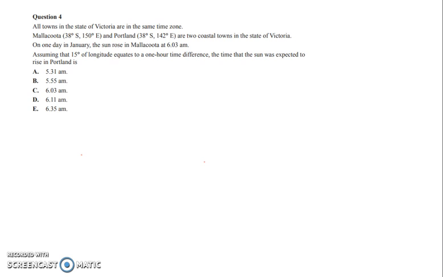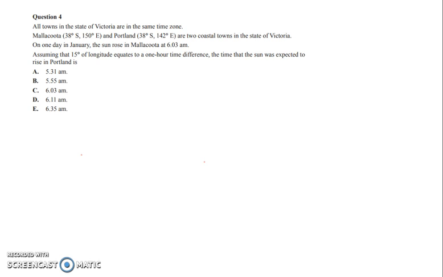Mallacoota has 38 degrees south, 150 degrees east, and Portland is on 38 degrees south and 142 east, are two coastal towns in the state of Victoria. On one day in January, the sun rose in Mallacoota at 6:03 a.m. Assuming that the 15 degrees longitude equates to 1 hour time difference, the time that the sun was expected to rise in Portland is, and we have a range of times before the 6:03 in Mallacoota and a range of times after the 6:03, and there is one that is the same time.